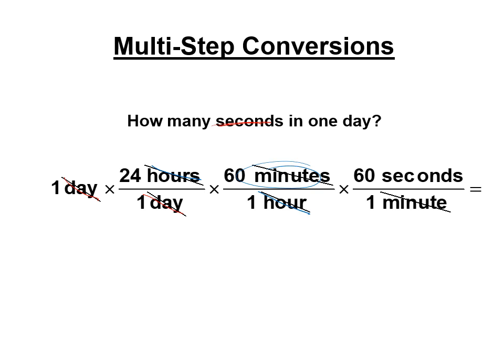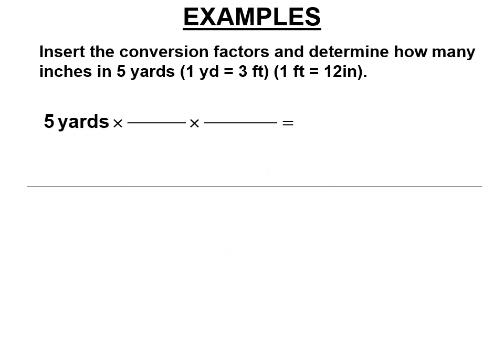How many minutes in a day? 24 times 60. And then we could convert how many seconds into a day. How many seconds in 1 minute is 60 seconds equals 1 minute. So in 1 day, there is 24 times 60 times 60 seconds. So that's a multi-step conversion. So let's do simpler ones first.